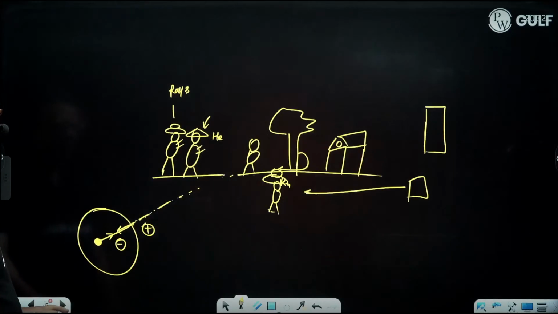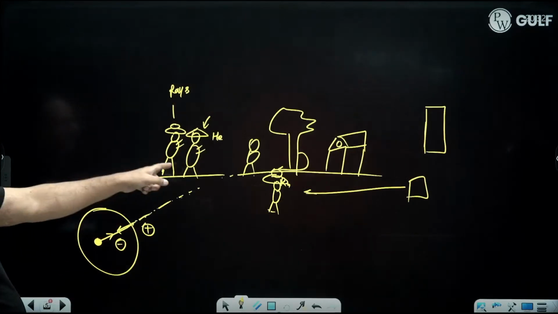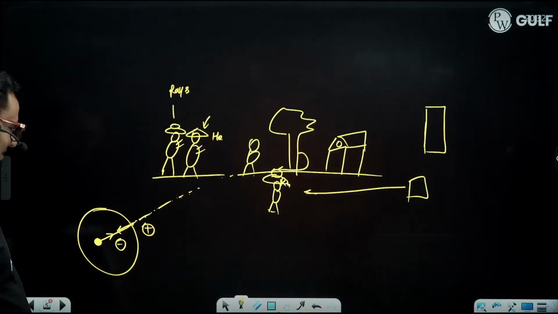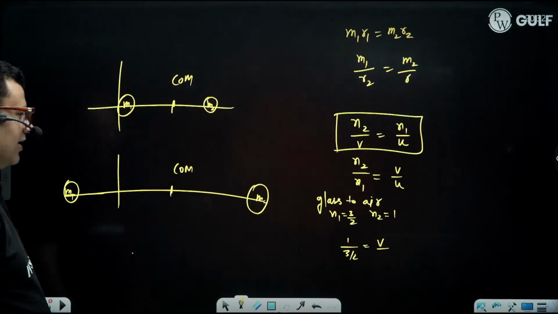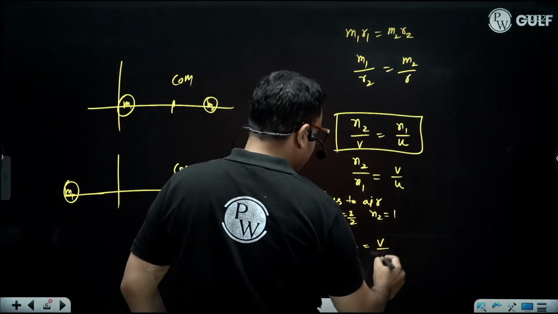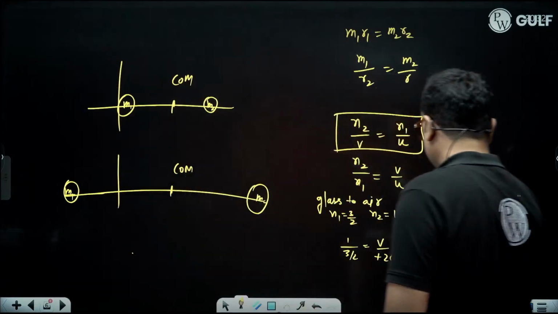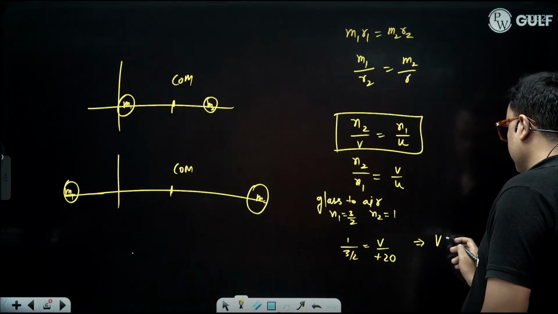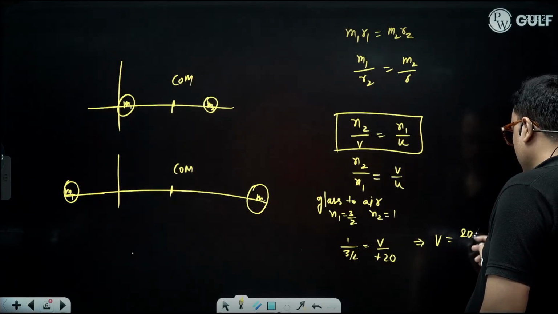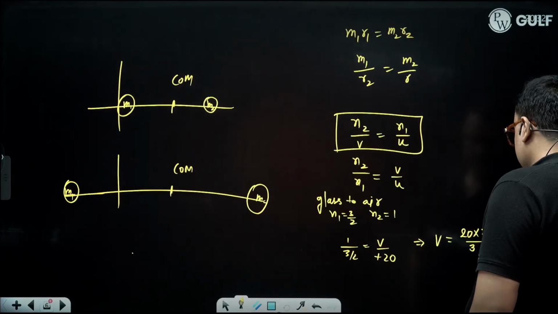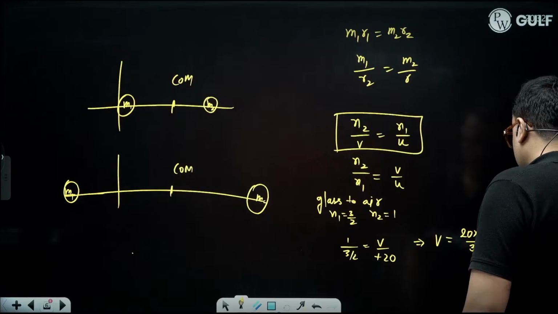Now, my dear friends, all of you get that idea, and please do not write this down. Now, your u will be 20 plus 20. So v will be equal to what? 20 into 2 by 3, 40 by 3. This is your answer.